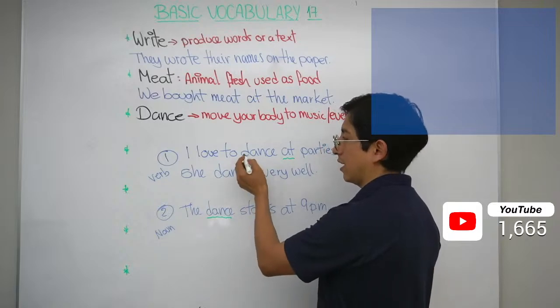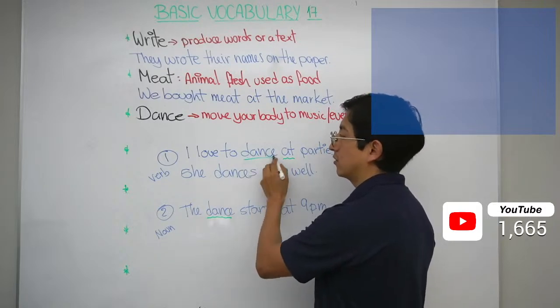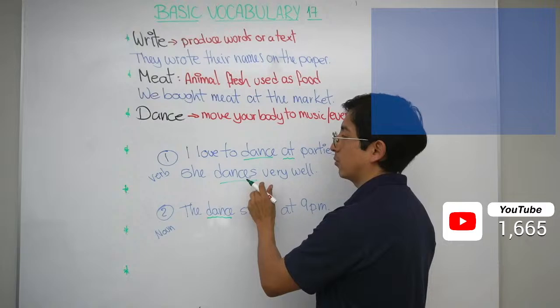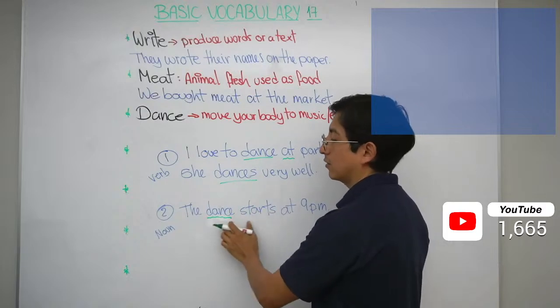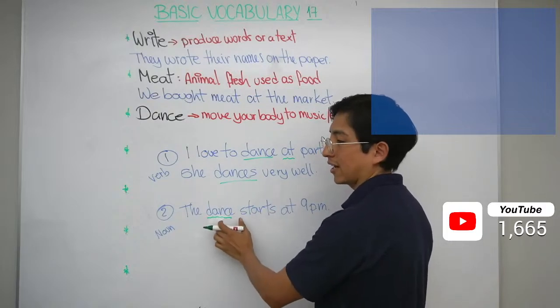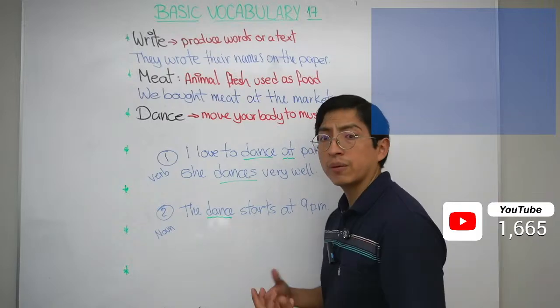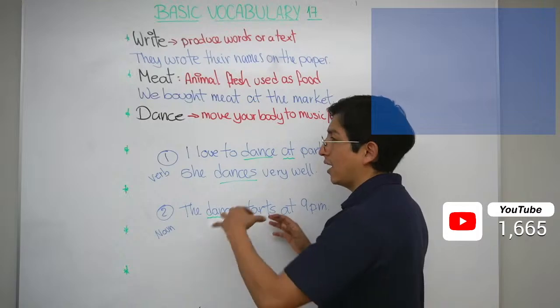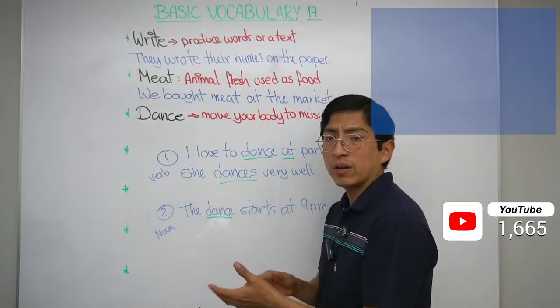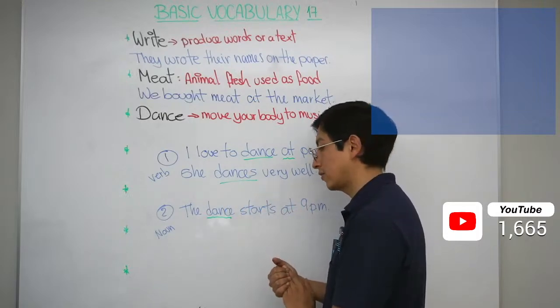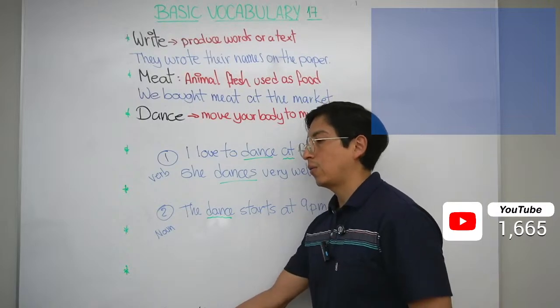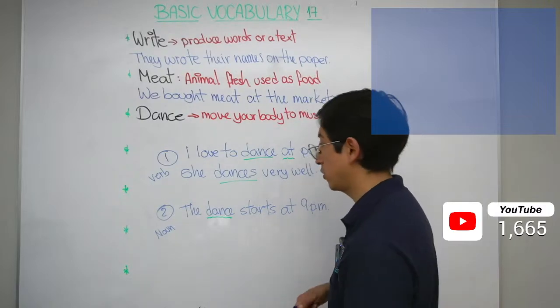In the first part, yes, I love to dance. This is an action. She dances very well. This is an action. But in this part, this isn't an action. We're talking about just an event or a social event where everybody dances. Okay, this is how we can use this.